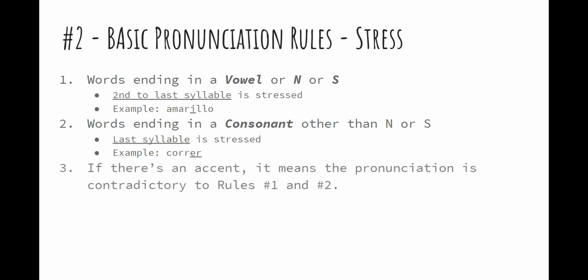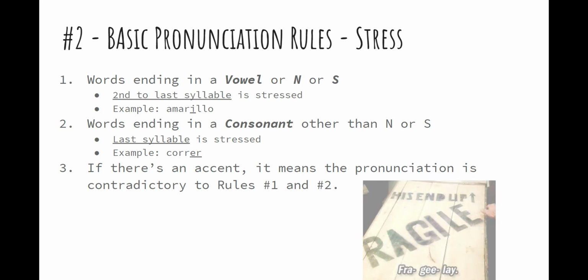If there is an accent, it means the pronunciation is contradictory to rules 1 and 2. The only exception to that would be if that accent is there to distinguish it from another word that exists already. That happens occasionally. Think like the word sé, the conjugation for yo for saber, I know. Also same as se, the pronoun.